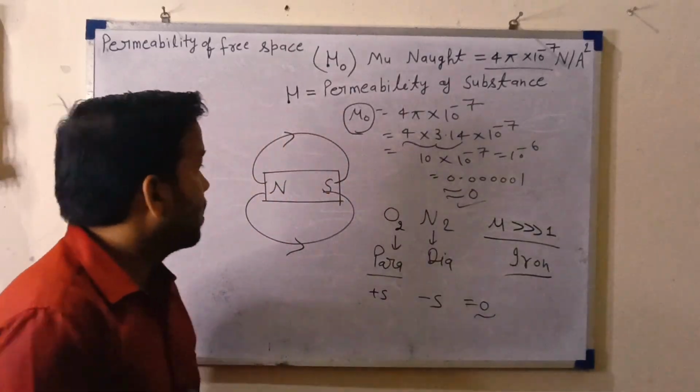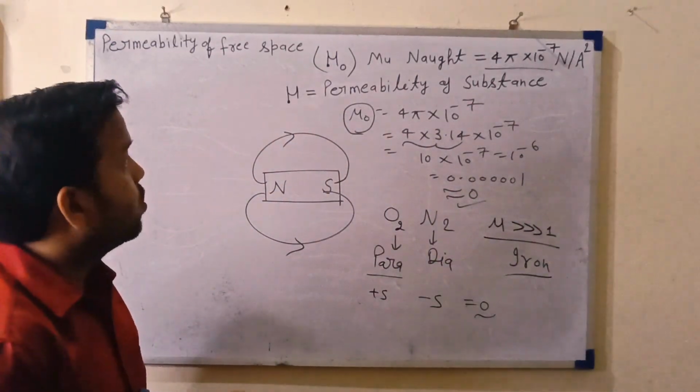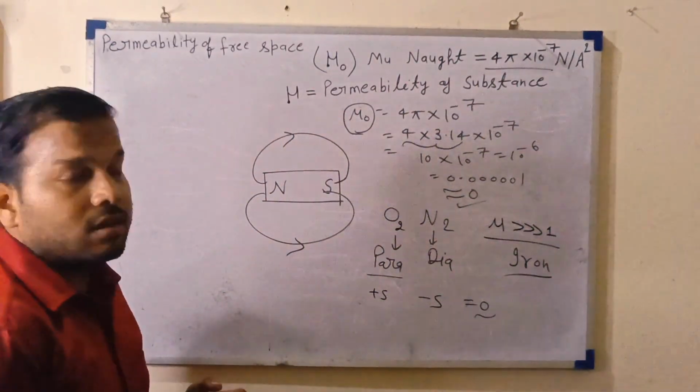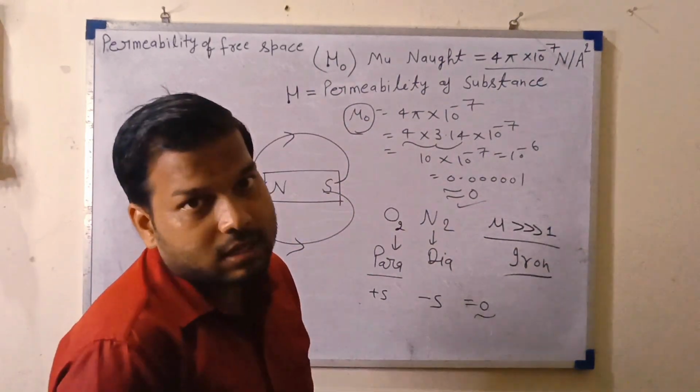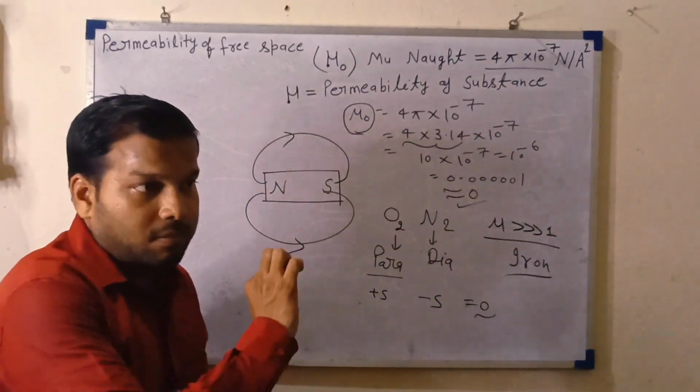So now you understood the meaning of permeability: just the ability of a substance to allow the field lines to pass through it.